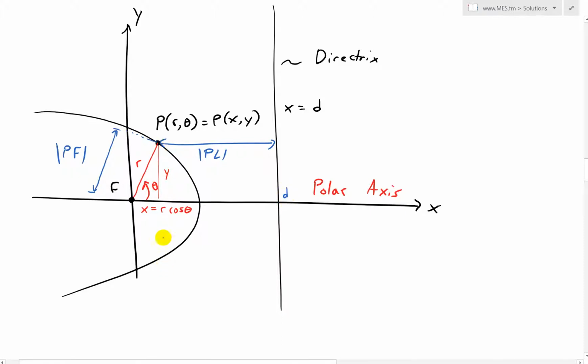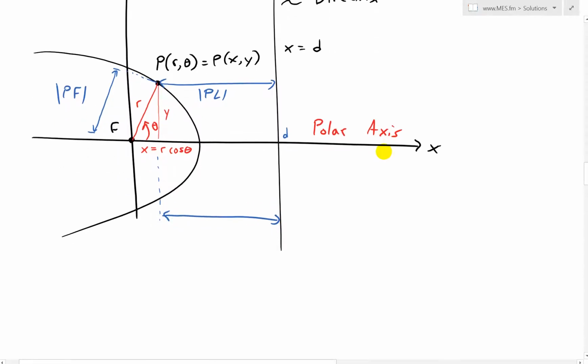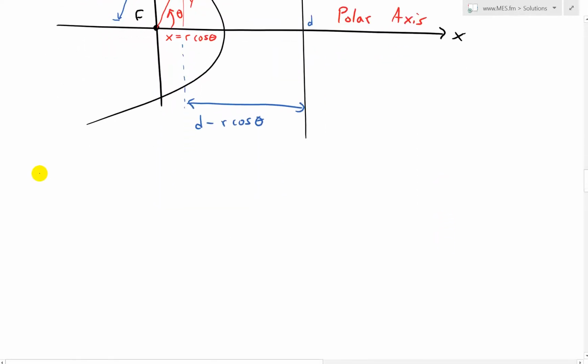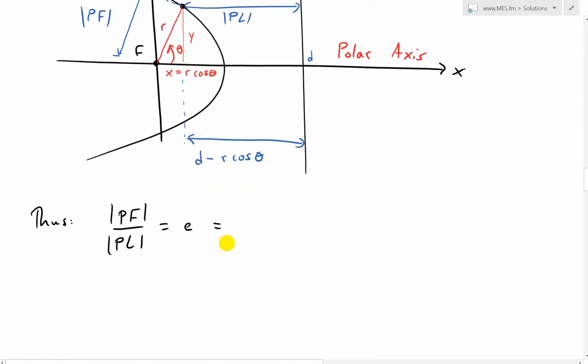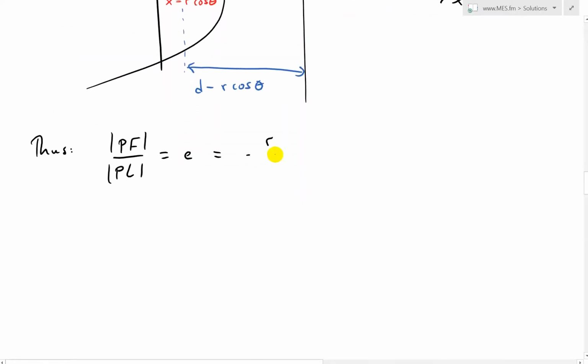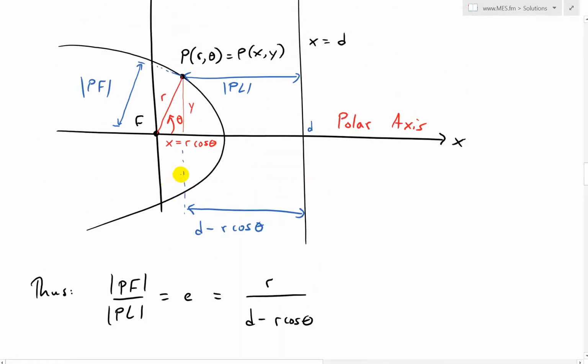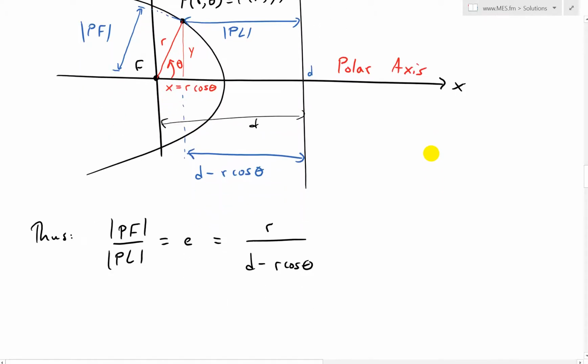So the distance across, PL, is d minus x, which is r cosine theta. Thus the ratio of the distances PF over PL is equal to e, that's part of the theorem. PF is just r, the ray in polar coordinates, divided by the distance d minus r cosine theta. Remember, this entire thing goes all the way to d, and we subtract x, which equals r cosine theta.